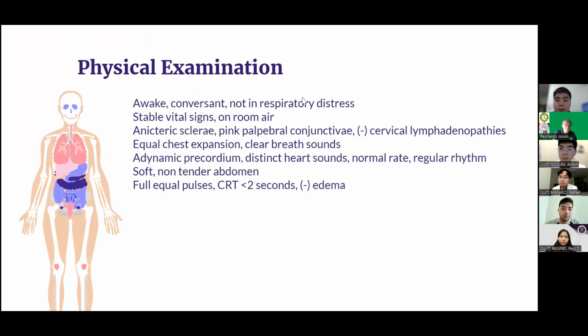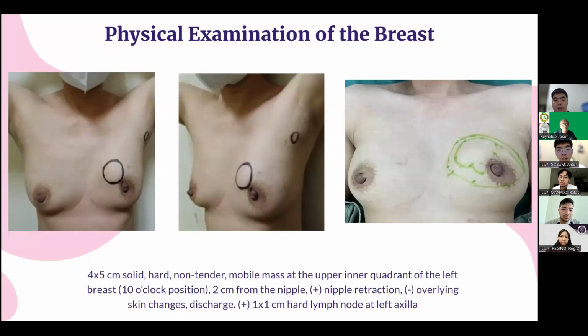On physical examination of the patient, the rest of the systemic physical exam was unremarkable. However, on physical examination of the breast, we noted a 4 by 5 centimeter solid, hard, non-tender mobile mass at the upper inner quadrant of the left breast, approximately at the 10 o'clock position, 2 centimeters from the nipple, with associated nipple retraction, as you can see in the images flashed on the screen.